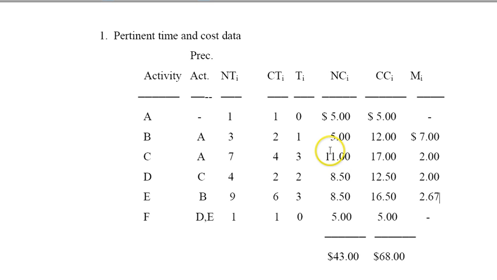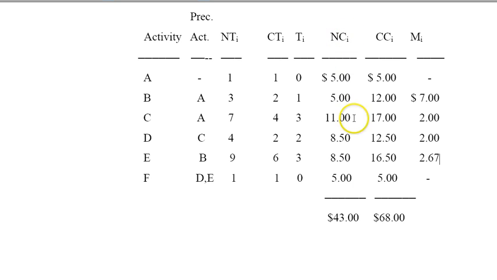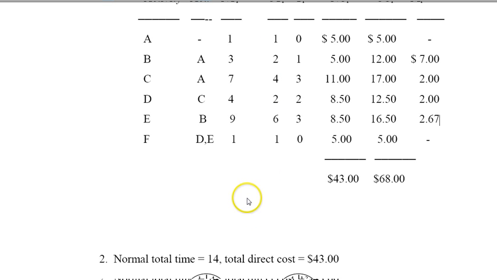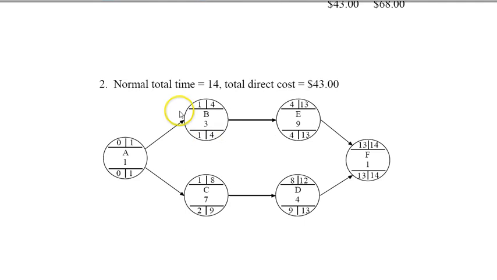So I can see here that my normal cost for this project is $43, and I can do it in 14 days. If I crash each activity to the fullest, it would cost me $68. And how long is it going to take me to do the project? So I need to identify the critical path for these crash times. Let's do that. First, this is my normal project, the one we've seen before, would cost me $43.